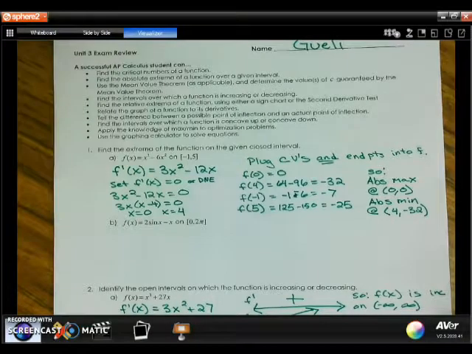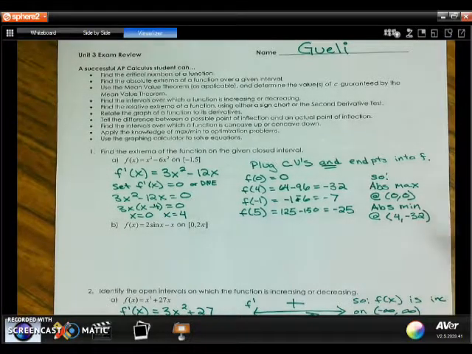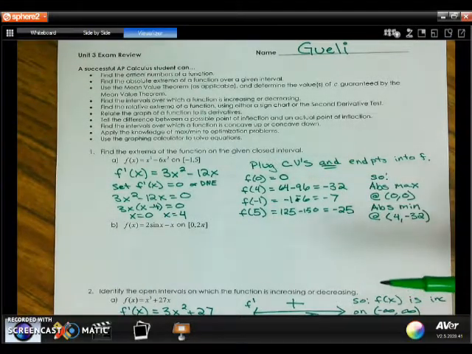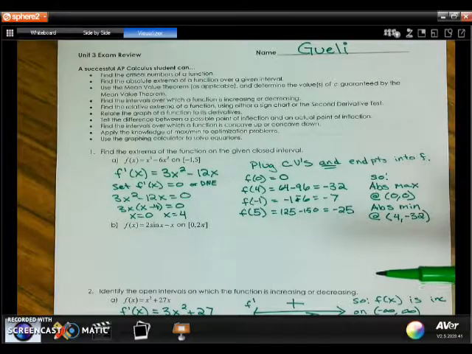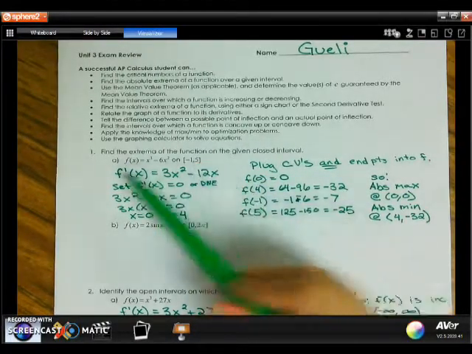Okay, this is the Unit 3 exam review, and I will be working through select problems on it. In number 1, they're asking us to find the extrema of the function on the given closed interval. Notice that we are given an interval and we're given a function.